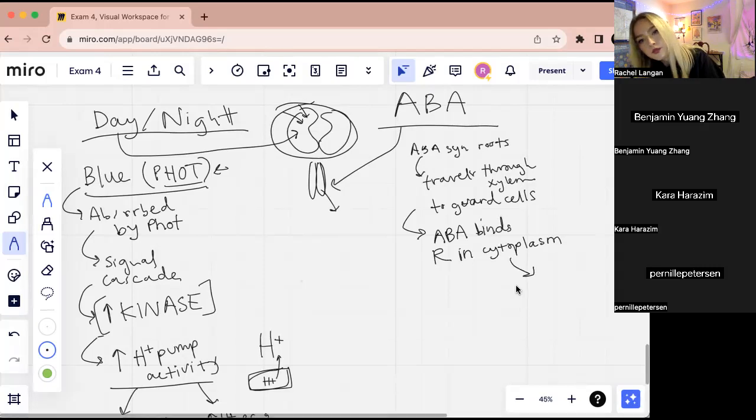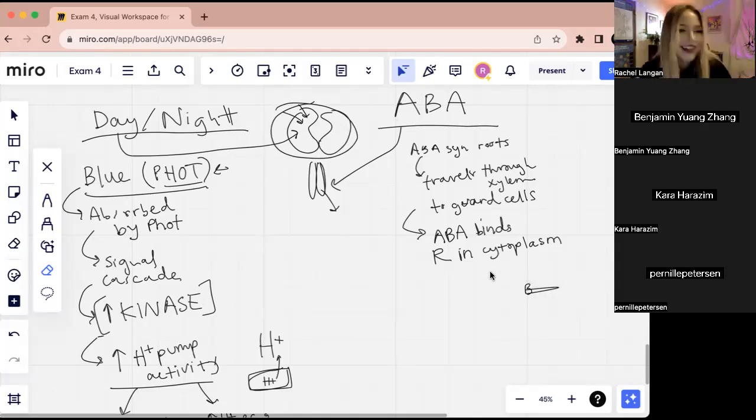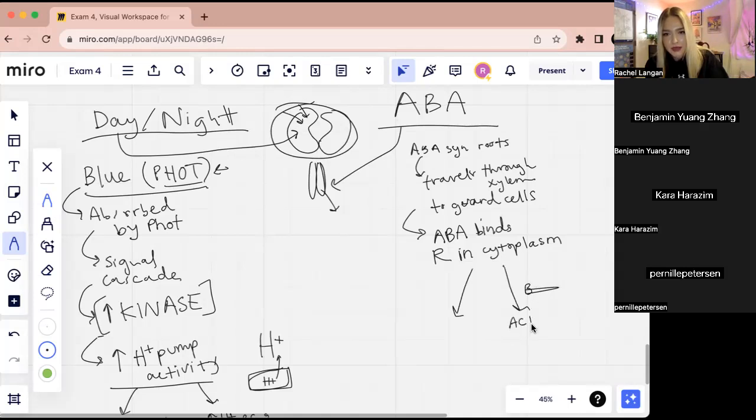And ABA plus its receptor is going to directly activate a voltage gated chloride channel. Okay, we're just going to ignore that. So ABA is going to activate a voltage gated chloride channel.